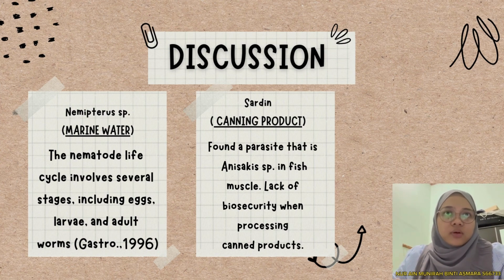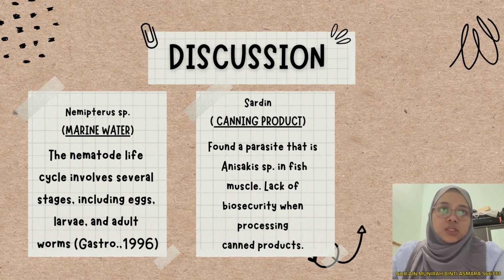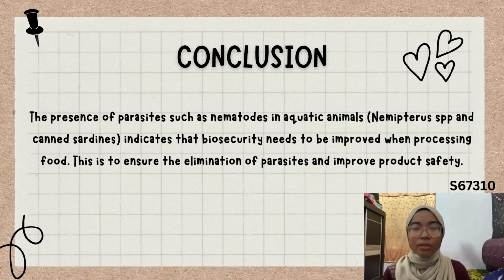While for the sardine from the canned products, there has been the parasite known as Anisakis species in fish muscle due to lack of biosecurity when processing the canned product. As for conclusion, the presence of parasites such as nematode in aquatic animals, Nemipterus sp. and canned sardine, indicates that biosecurity needs to be improved when processing food. This is to ensure the elimination of parasites and improve product safety. Thank you.